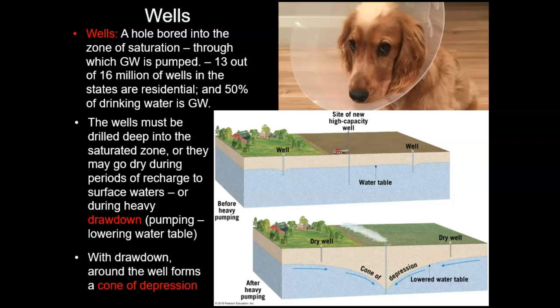So it is also estimated that in the US, about 50% of the drinking water actually comes from groundwater, whether it be provided by public supply or by private owners. So a well is going to be a hole that is bored into the zone of saturation and through which the groundwater is pumped.